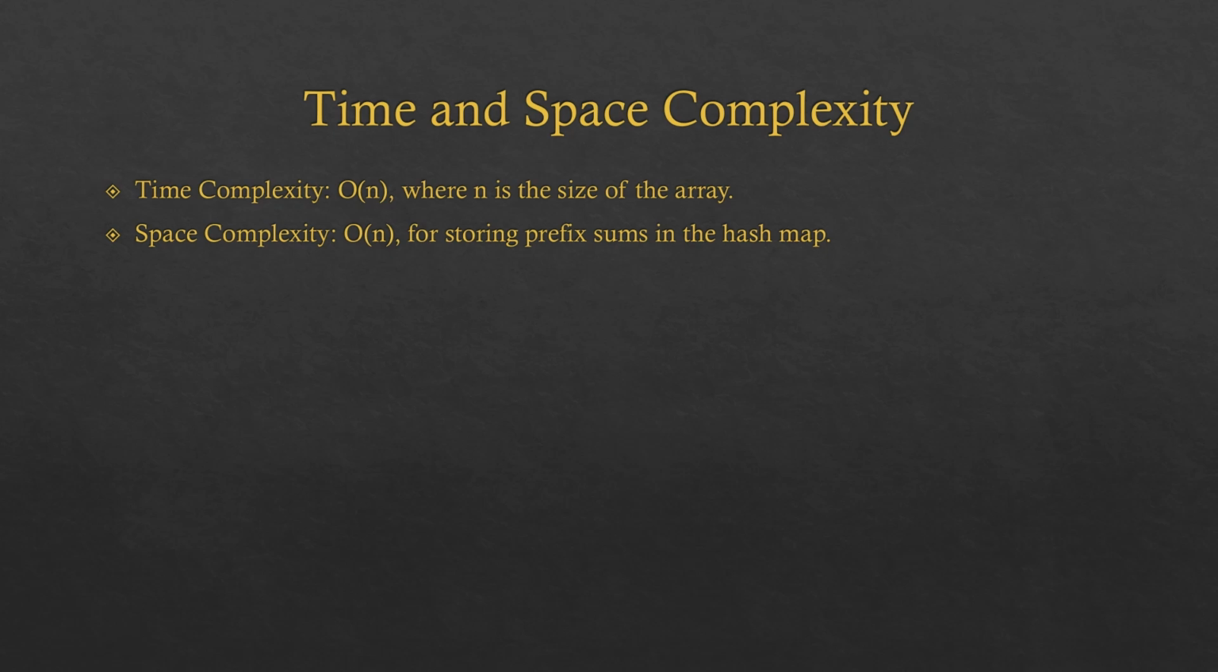Now let's analyze the time and space complexity of the algorithm. The time complexity is big O of n, where n is the size of the array, since we only traverse the array once. The space complexity is big O of n because we store prefix sums in the hash map.